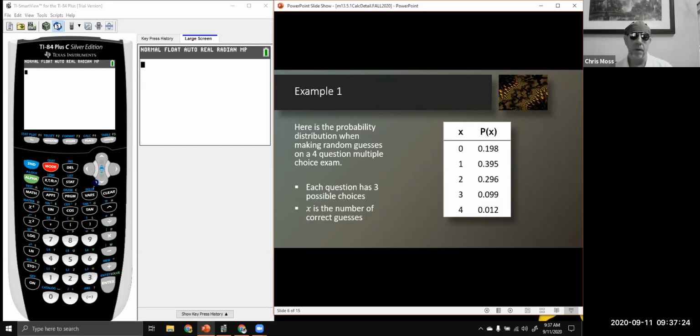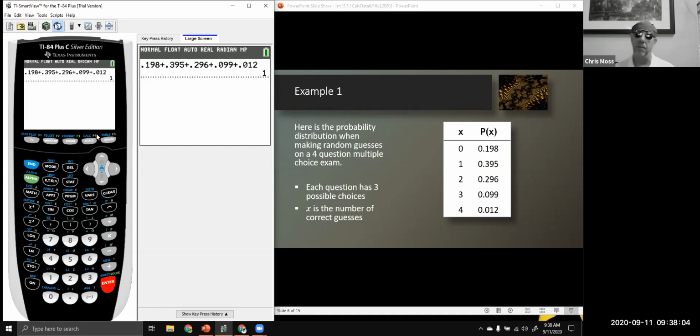If I come over here to my calculator, let's see, we have 0.198 plus 0.395 plus 0.296 plus 0.099 plus 0.012. Add those all up. Look at that, we get 1. All right, so that's hopeful.